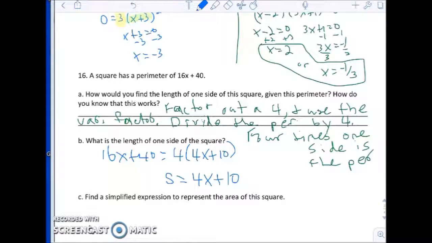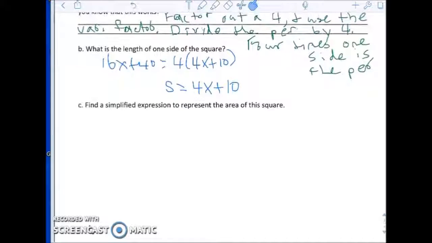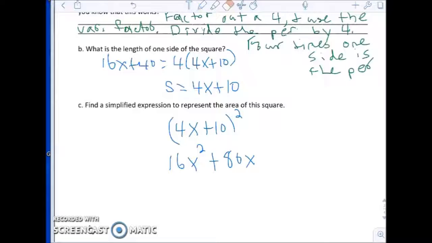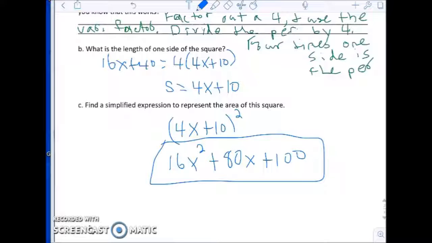Find the simplified expression for the area. So area is side times side, or side squared. 4x plus 10 squared is for a square. So square the first, 16x squared. 2 times the first times the second, and square the second. And there's your expression for the area. Go ahead and pause now if you need to.